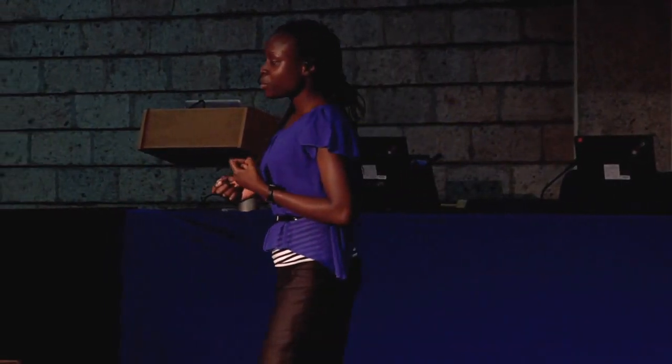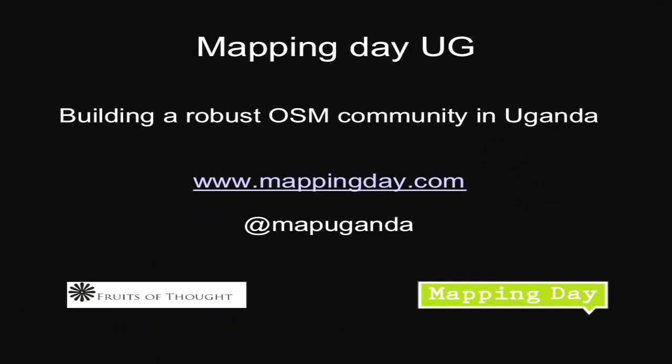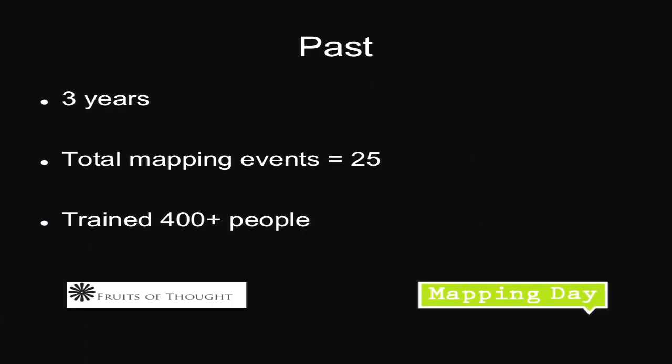The Mapping Day Uganda project is a project that teaches people how to make best maps using OpenStreetMap. So we go out and teach people how to use the software and get this data onto the OpenStreetMap. And in the past, we've trained over 400 people. We've gone out to 5 universities across the country, and we've taught people how to use JOSM as a software and how to get all this data onto OpenStreetMap.